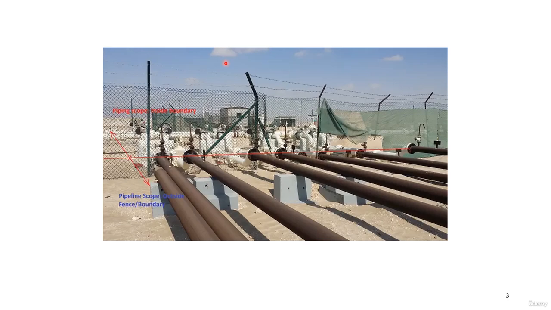See, this is an example. Here you can see that this is the fence, and whatever is inside the fence, that is usually within the piping scope. Piping scope means the system will be designed based on different code. So what are those piping codes? The piping codes are usually ASME B31.3 for process piping or ASME B31.1 for power piping.